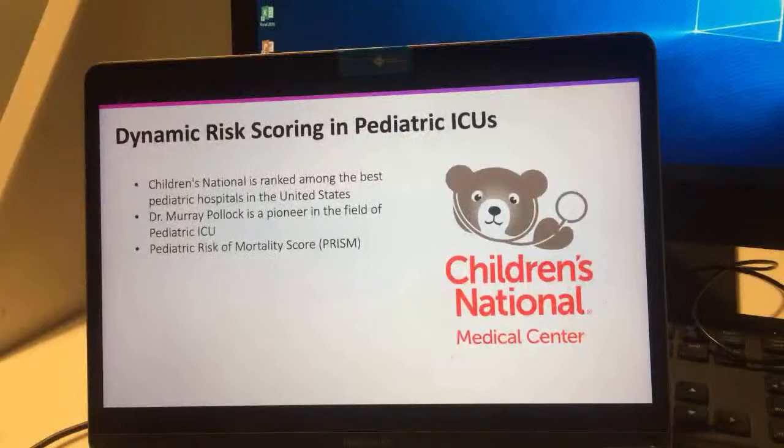Okay, so I'll start with the first use case. It's actually a project that I'm currently working on. It's with the Children's National Medical Center. It's considered to be one of the leading hospital systems in the United States. It's part of the work that I'm doing at Kensai. So we're working with Dr. Murray, who's considered to be a pioneer in the field.